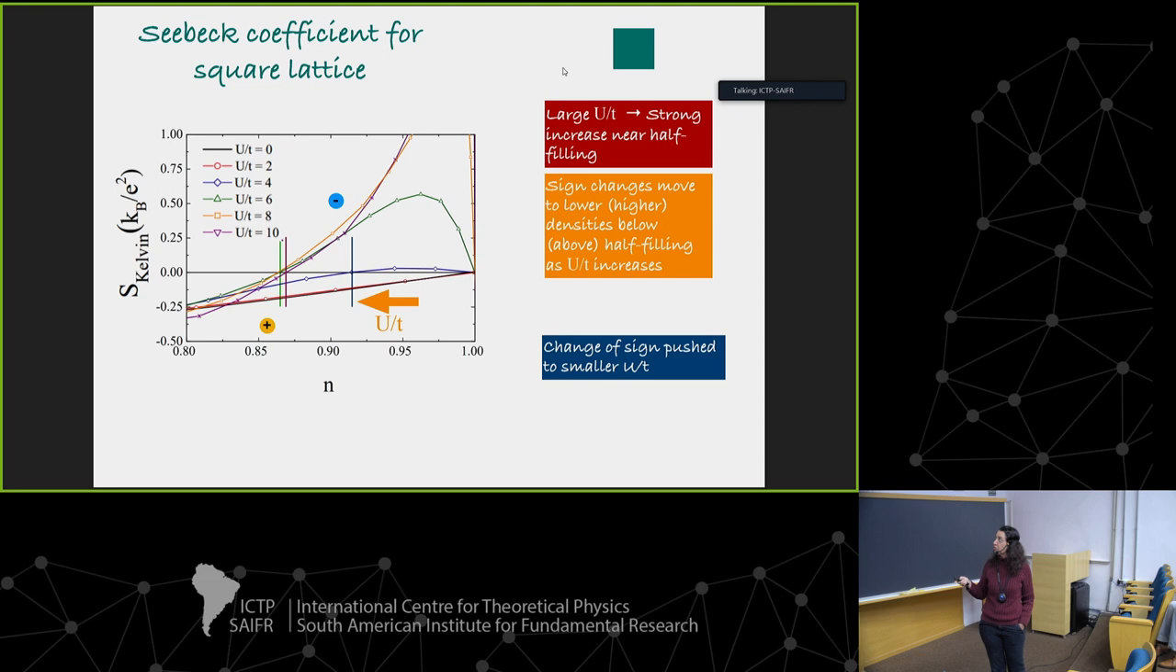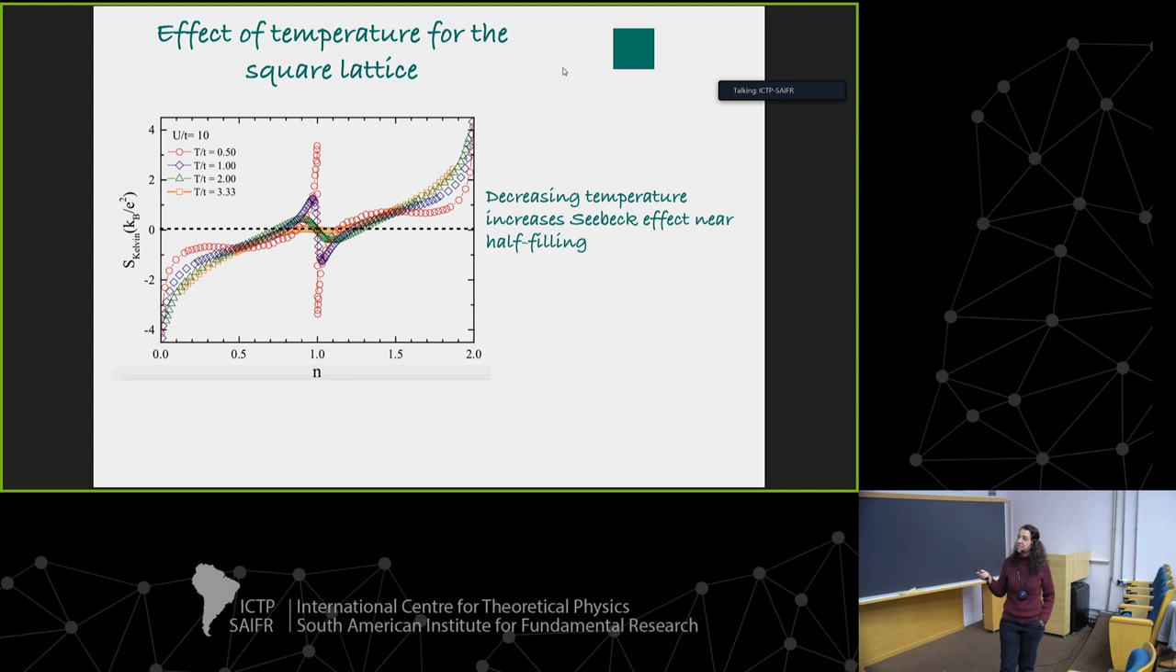For the square lattice, we also checked what's happening at different temperatures. In the previous plots I only had 0.5. Here I have increased the temperature. I have not mentioned it, but as we are doing sweeps through the lattice with the positive U repulsive Hubbard model, we do have a sign problem, and so we cannot keep decreasing the temperature. To analyze the effect of temperature, we did it the other way around and increased the temperature. What we see is that decreasing the temperature increases the Seebeck coefficient, but there is also something interesting going on here.